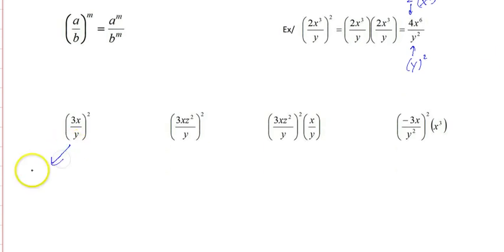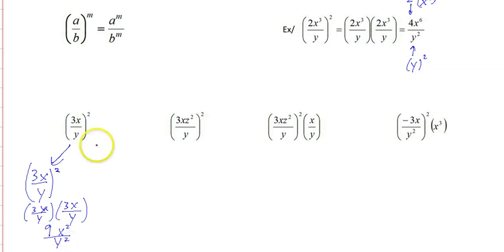So here's the method I prefer. This is the way you do it if you just want to understand it and not have to memorize rules. So if you have a square, you write it twice. That's an x, by the way, over y, and you would get 3 times 3 is 9. x times x is x squared. And y times y is y squared. And there's your answer.